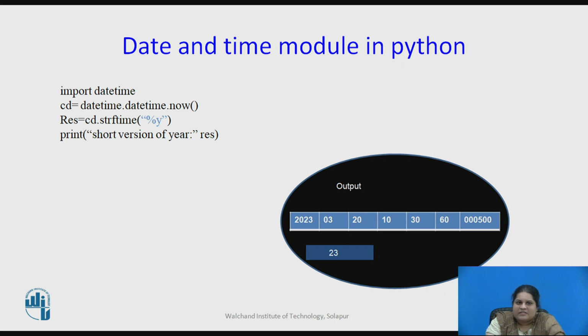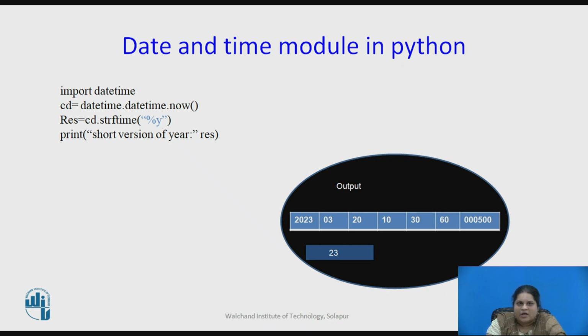So in this particular percentage y, we can replace it with another alphabet which we have seen previously, and our result is stored in res, that is the result, and we can print the short version of the year, that is percentage small y. So the short version of the year will be displayed. Instead of this percentage small y, we can replace it with another alphabet. Then the results related to that alphabet will be shown, accordingly our program will change and the output of that program will change.